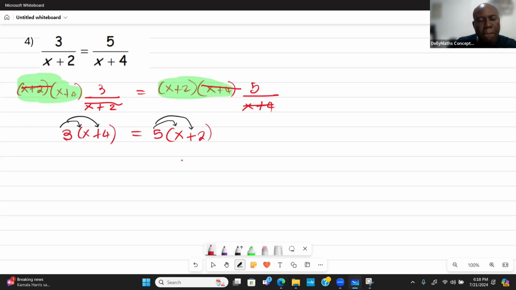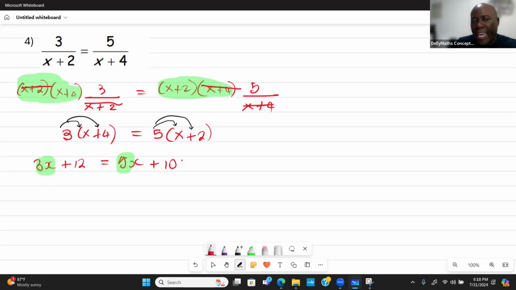Let's go ahead. 3 times x is going to give me 3x. 3 times 4 will give me positive 12. And this is going to equal 5 times x, which will give me 5x, and 5 times 2 will give me 10. So with this now, we are going to try to collect like terms. So let us say I want to collect my x's on a certain side, whichever side. Let us say I want to collect my x's on the right side.